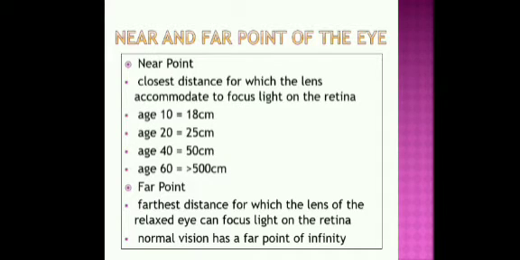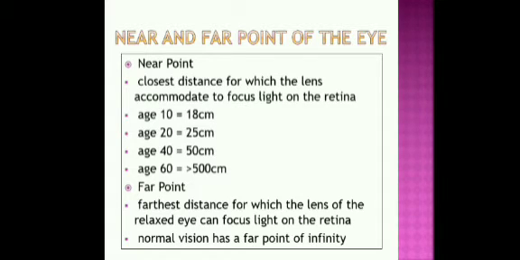Next is the near and far point of the eye. The near point is the closest distance for which the lens accommodates to focus light on the retina. A 10-year-old is considered to have a near point at about 18 cm, for a 20-year-old it's about 25 cm, at age 40 it is about 50 cm, and at age 60 it is less than 500 cm. Next is the far point.